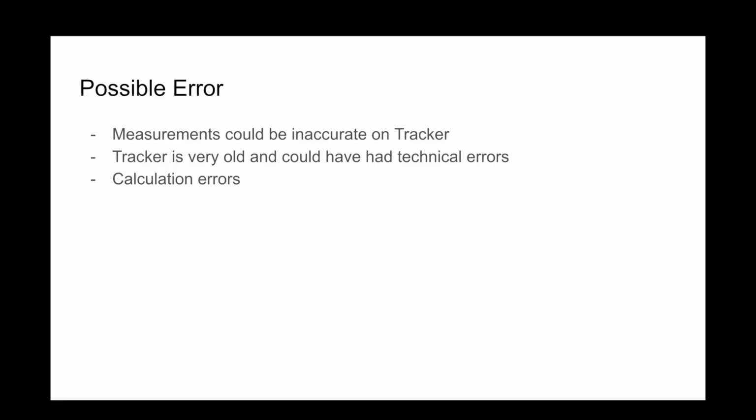Possible errors that caused the drag model to look a little different are that the measurements could be inaccurate on Tracker. Our calibration steps could have been inaccurate. Tracker is very old and could have had its own technical errors. And lastly, there could have been some calculation errors on mine and my group's part.